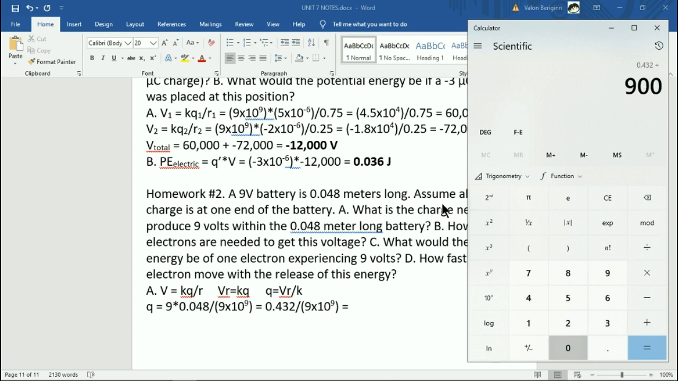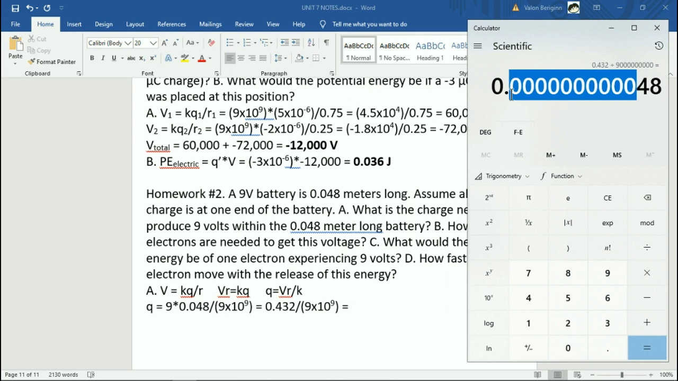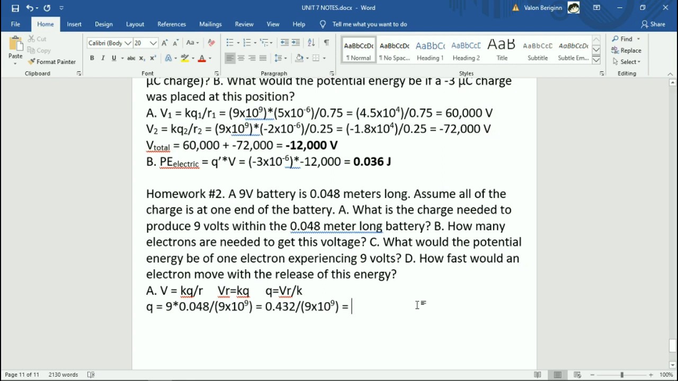0.432 divided by 9 billion. Okay. Okay, so it's 4.8. How many zeros is that? 1, 2, 3, 4, 5, 6, 7, 8, 9, 10. Which means that's to the negative 11. Okay, yes, so this is 4.8 times 10 to the negative 11 coulombs.